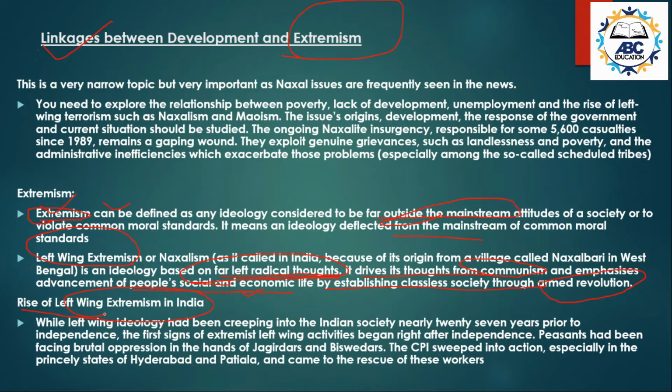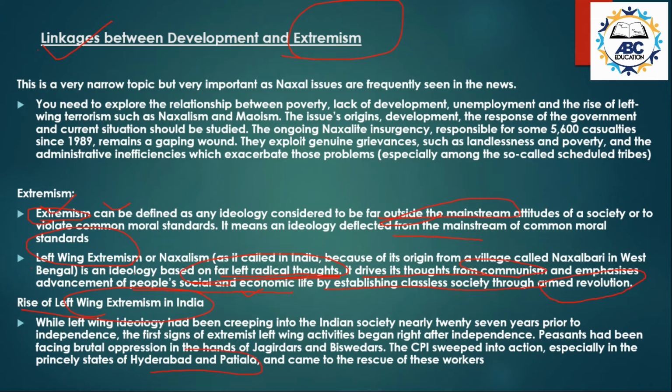So this left wing extremism is also influenced by the idea of communism. कम्युनिज्म की फिलॉसफी से भी बहुत ज़्यादा influenced है left wing extremism. So even before independence, the seeds of left-wing extremism were sowed in India. But उसके first signs हमें कहाँ पे दिखे?